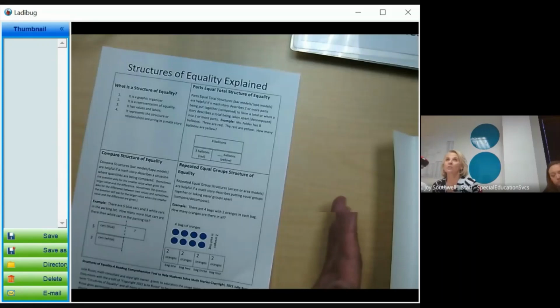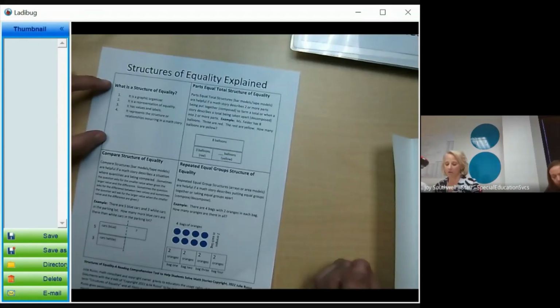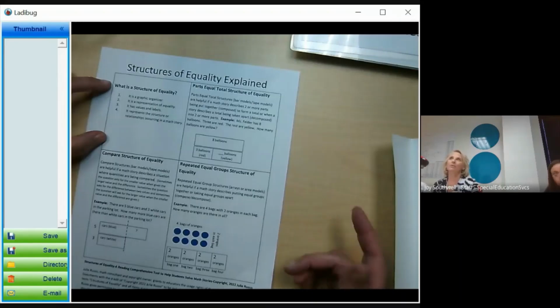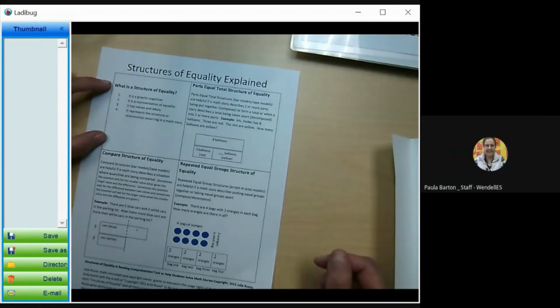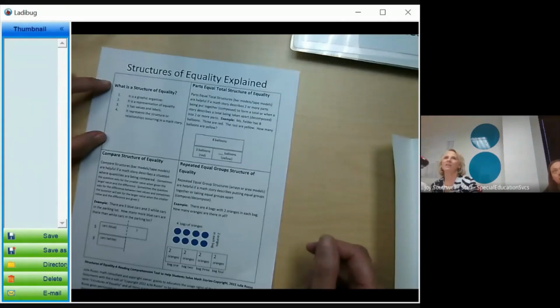So the first thing I want to talk to you about is what is a structure of equality, and that's up there in the top left corner. First and foremost, it's a graphic organizer. So when do we normally use graphic organizers? Can somebody come off mute and tell us when they've used graphic organizers in the past? Writing, use it a lot for writing. Allison, yes, Allison, thank you for sharing.